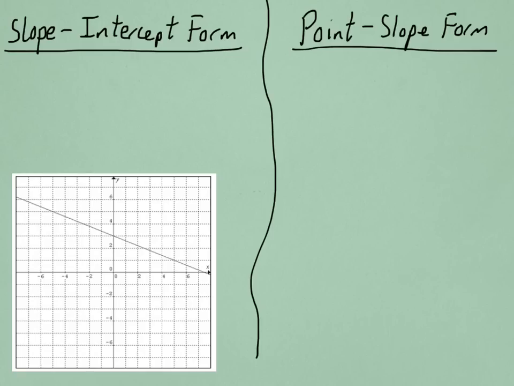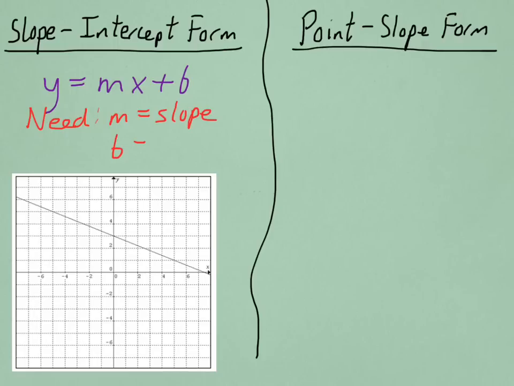The form of an equation of a line you are probably most used to is slope-intercept form. This is y equals mx plus b. To write an equation in slope-intercept form, you need two things. You need the value for m, which is the slope, and you need the value of b, which is the y-intercept. That's why it's called slope-intercept form.